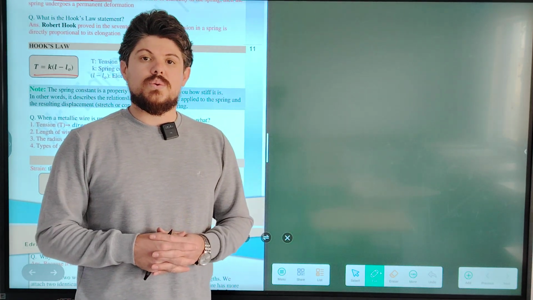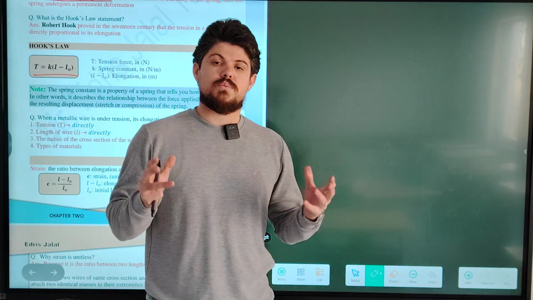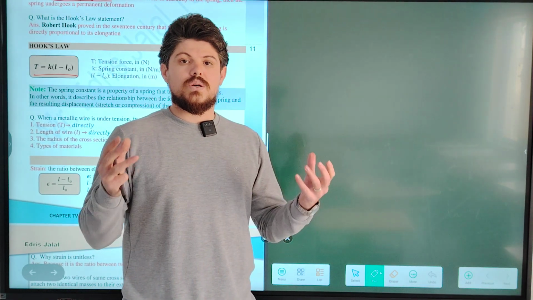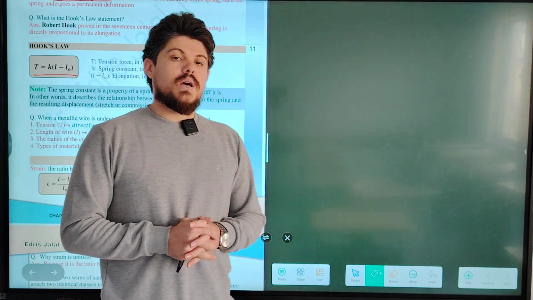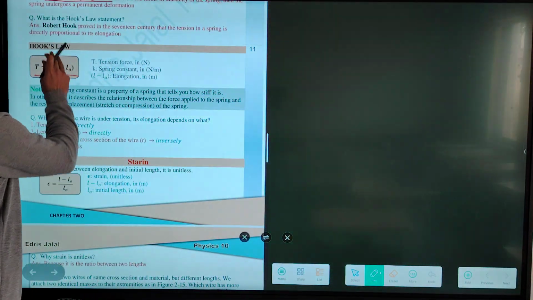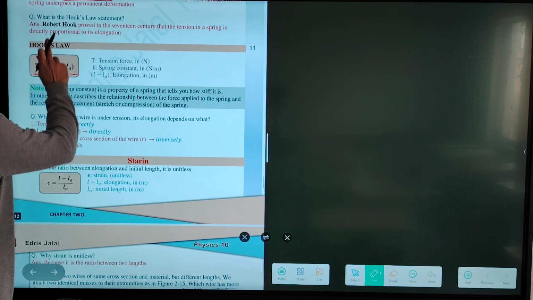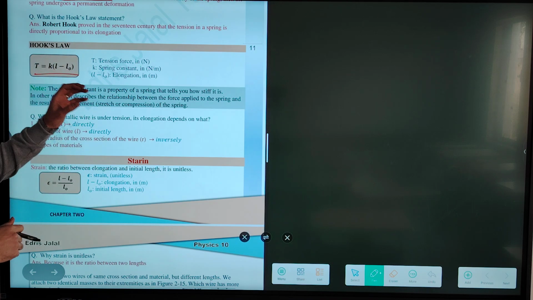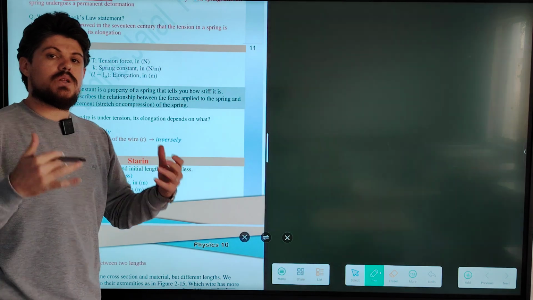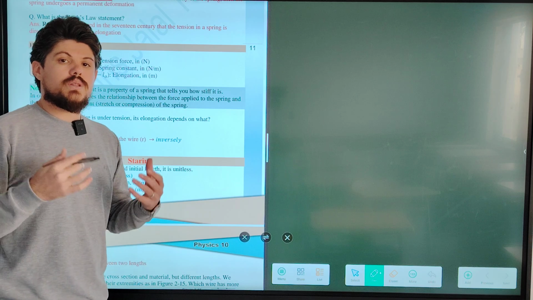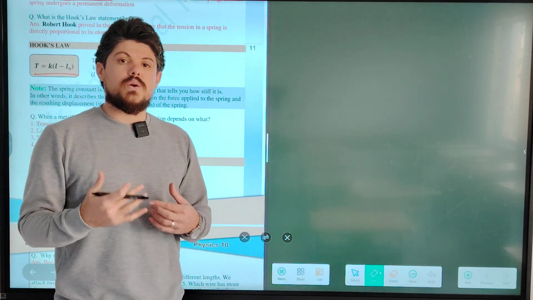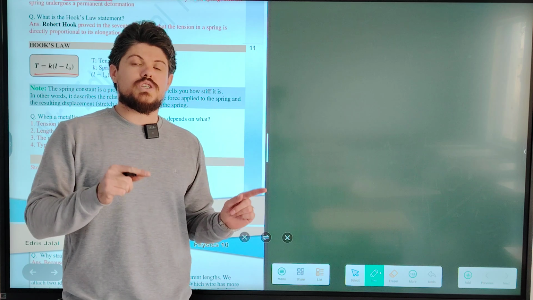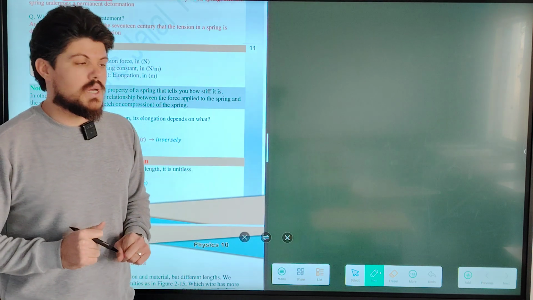And after that, we studied in section 2 the properties of the solid, the rigidity, elasticity, and also we studied the tension. So we stopped here at Hooke's law. What is the Hooke's law statement? Robert Hooke proved in the 17th century that the tension in a spring is directly proportional to the elongation. When the tension increases, the elongation of the spring or wire also increases. The relation between elongation and tension is directly proportional.